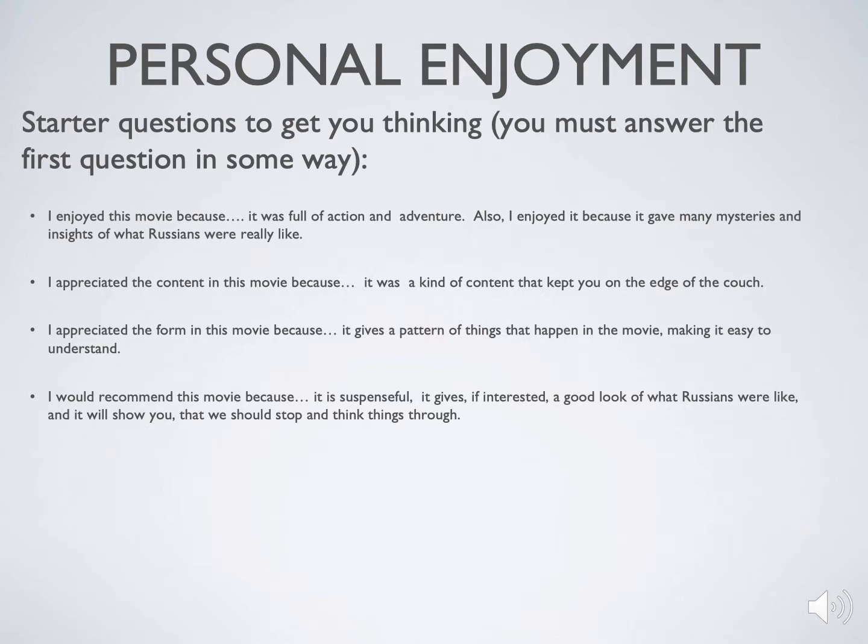I would recommend this movie because it is suspenseful. It gives, if interested, a good look at what Russians were like, and it will show you that we should stop and think this through. And that is my presentation for The Hunt for Red October.